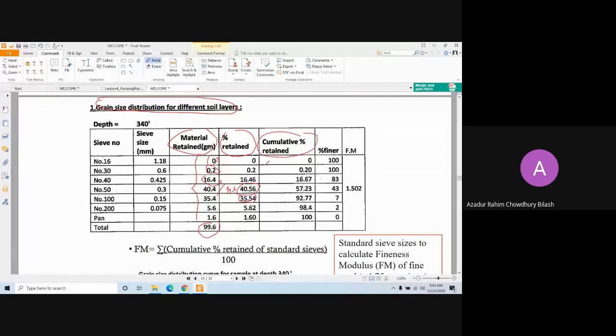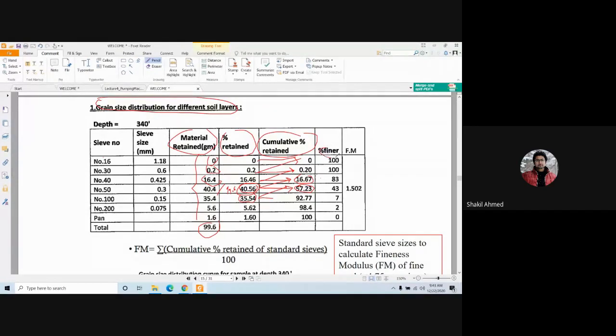Cumulative percentage retained, what is that? That's basically 0, 0 plus 0.2, 0.2 plus 16.46, 16.67 plus 40.56. That becomes 57.23. Are you following me? Yes, sir. Similarly, this. You already know these things from your previous lectures, so I'm not going into detail.